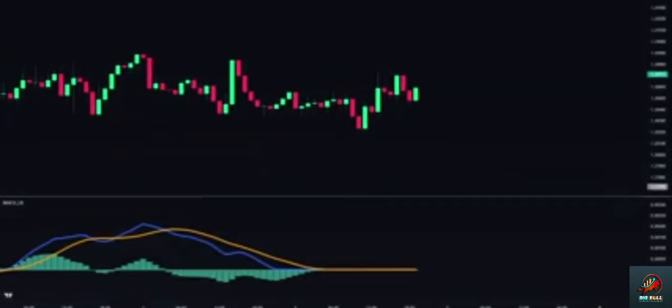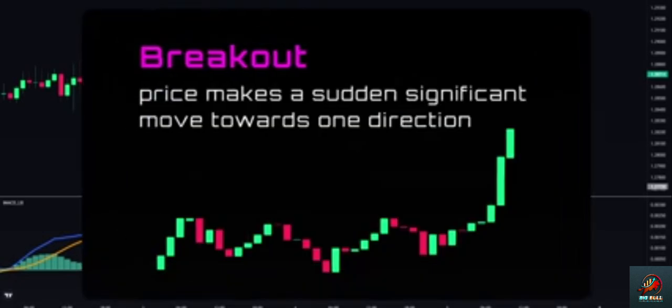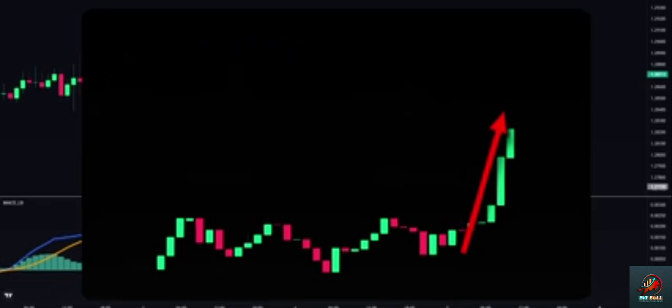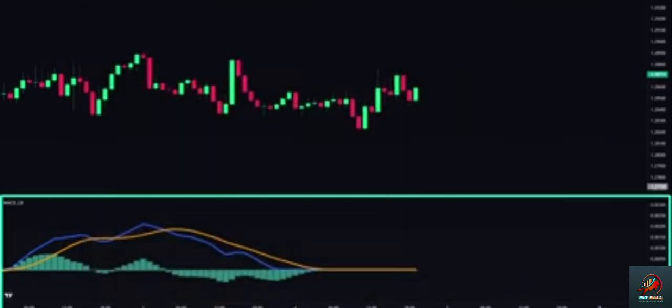Now moving on. Another advanced strategy that you can utilize with the impulse MACD indicator is by using it to hunt breakouts. So first, let's start with the definition. A breakout is when price makes a sudden and significant move towards one direction. And if you could take advantage of these significant moves, it could result in a massive profit with minimal risk. And so, a common pattern that tends to happen is that breakouts tend to form after a long period of ranging or sideways market. And by using the impulse MACD's ability to identify these ranging markets, we can use it to our advantage and find breakouts before they happen.